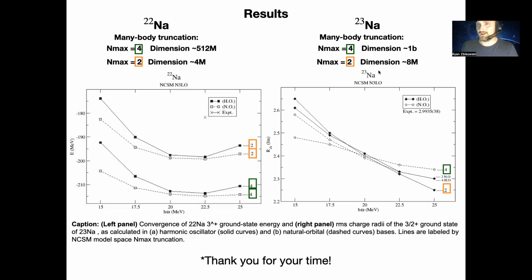So our 8 million dimension calculation produced radii values comparable to the 1 billion dimension calculation, which is pretty fascinating and pretty awesome to see happen.